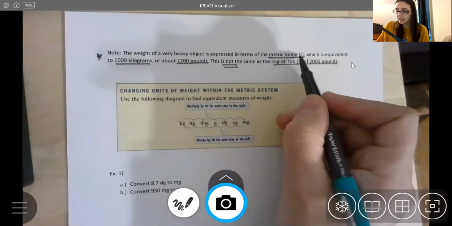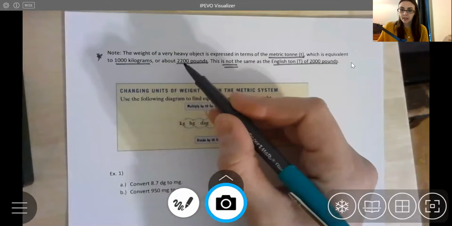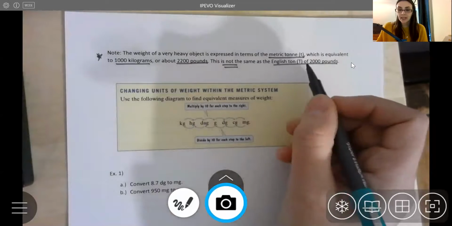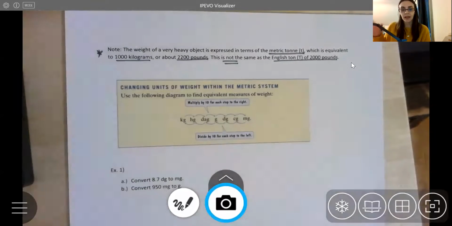A lowercase t is for a metric ton, which is 2,200 pounds in the English conversion, whereas an English ton, which is capital T, is 2,000 pounds. So you just want to be careful here of, again, the units and being really clear what your base value is. So is it a ton or a metric ton? Those are going to be different things here.